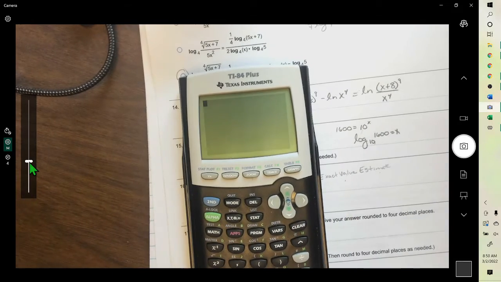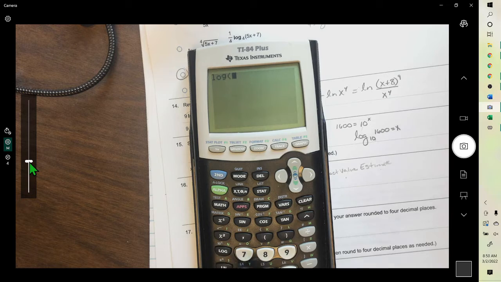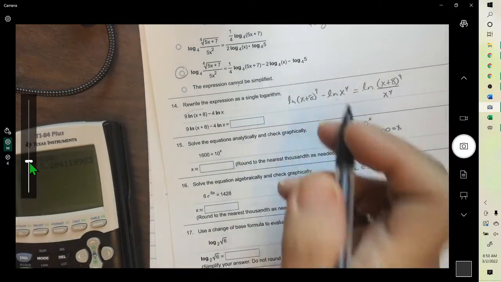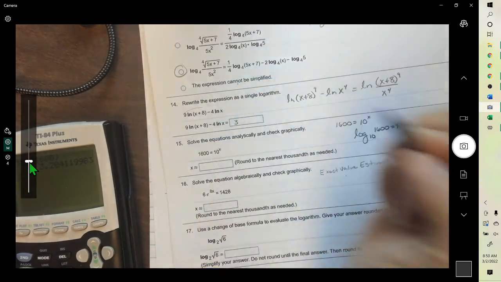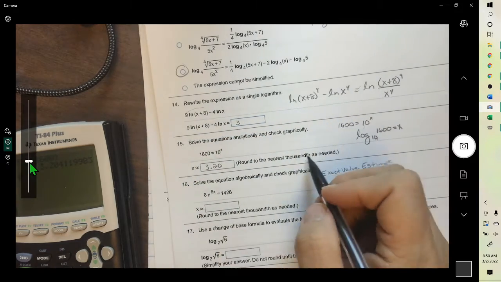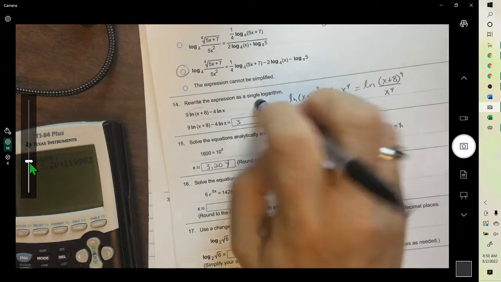Since this is base 10, your calculator uses base 10. So log 1,600 is 3.2041, to 4 decimal places.